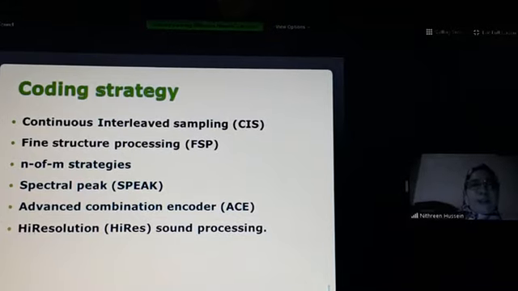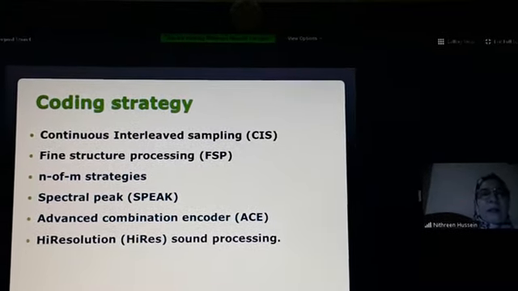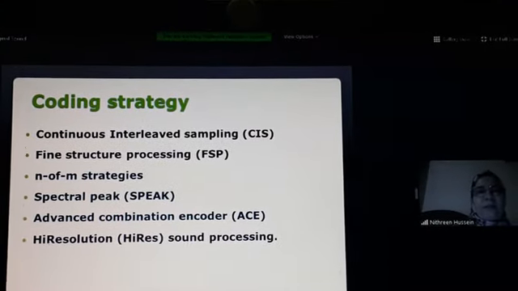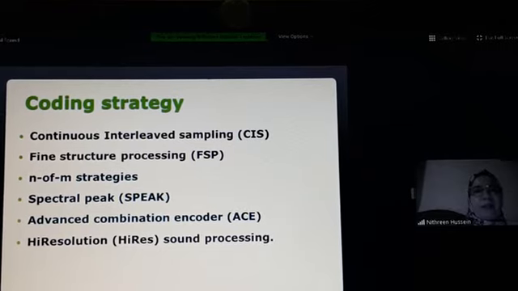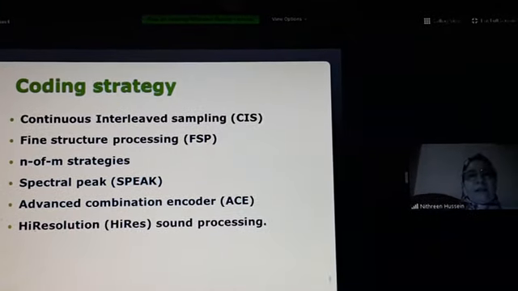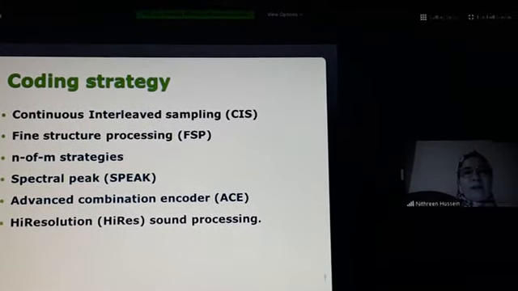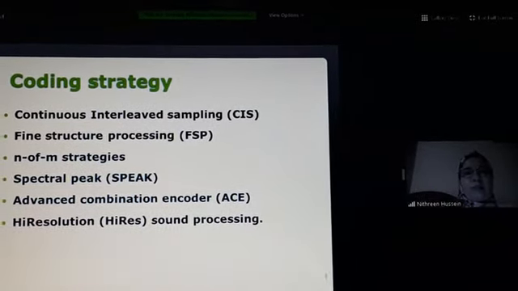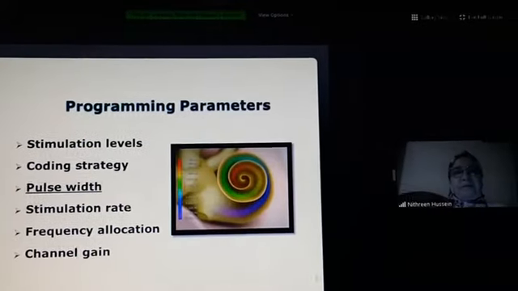First is the coding strategy. Regarding the coding strategy, it is different for different companies. Coding strategy means the way of transmitting the sound to the electrodes inside, how these sounds will stimulate the electrodes inside the cochlea. It is different in different manufacturers, and usually we set the coding strategy to the default of the software, and we do not change this coding strategy.